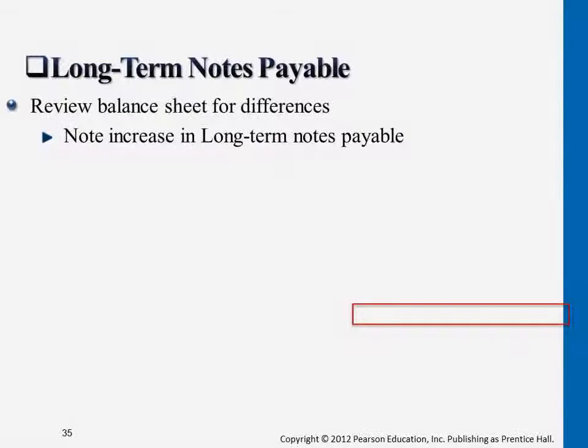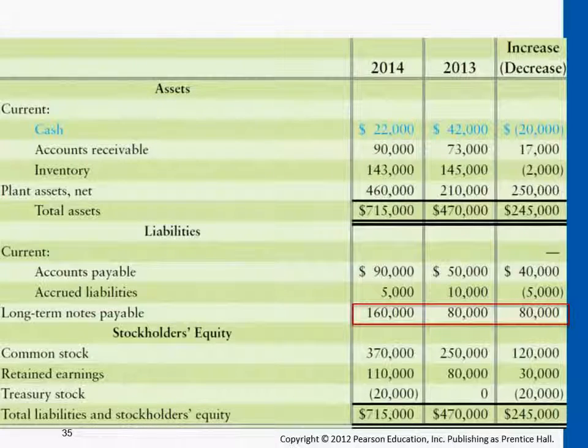Okay, first example, if we look at long-term notes payable. Does long-term notes payable increase or decrease here compared to 2 years? Well, if last year is 2013, this year is 2014, what happened to the balance? We had an increase in liability of $80,000, right? So what does that $80,000 mean? Did we pay it off or did we borrow more?